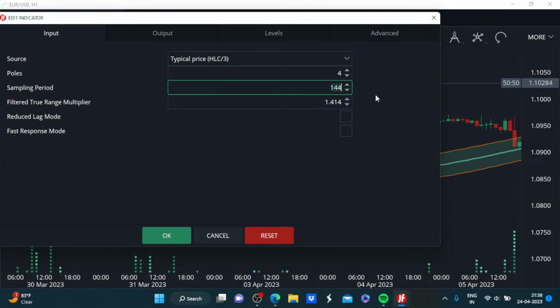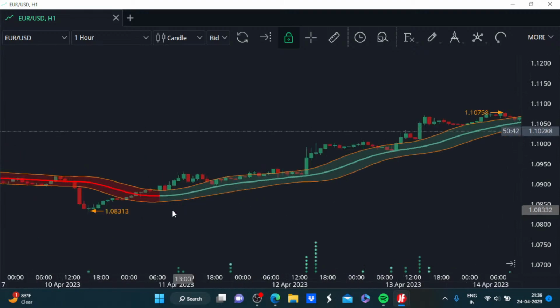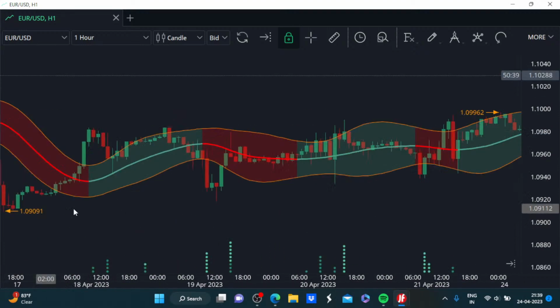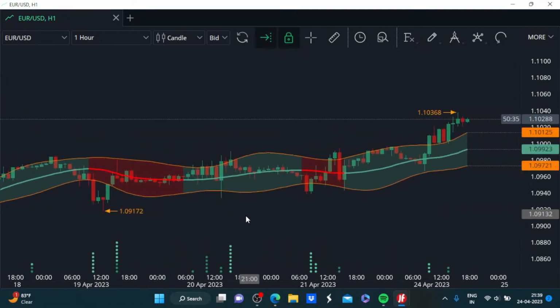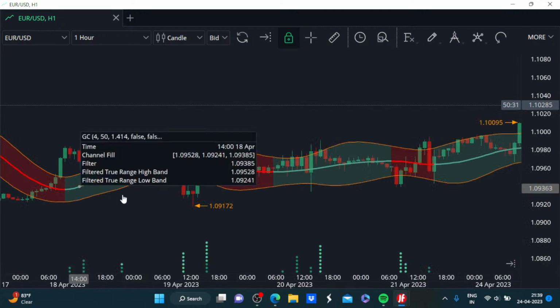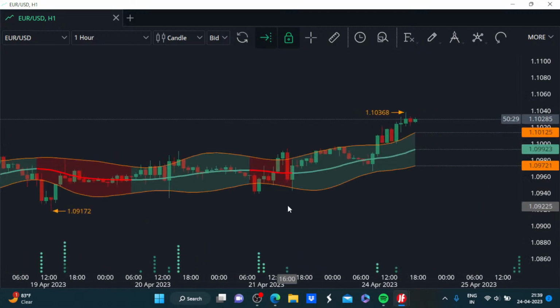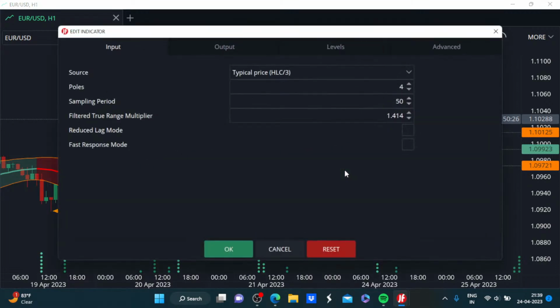If you want to make it more responsive, you can go for lower formation, and here you can see that as I have reduced the calculation period, the number of candles which are being used for this calculation, this plotting has become a lot more responsive. So that is also one important criterion to define whenever we are working with this indicator. Again, I am going to revert back to 144.